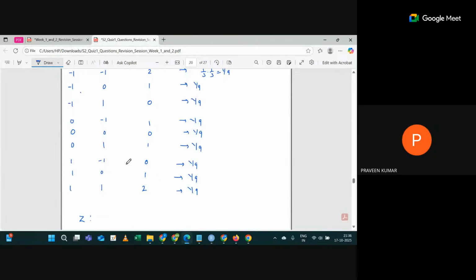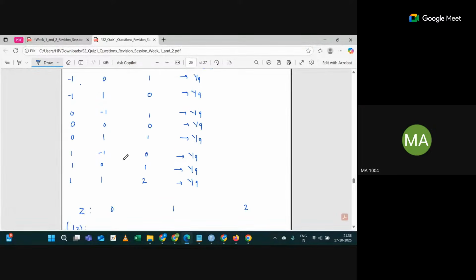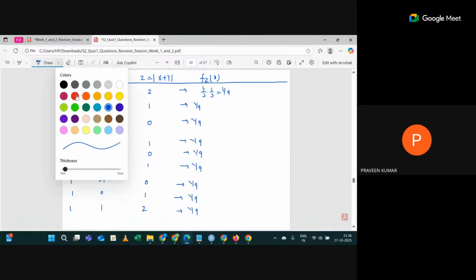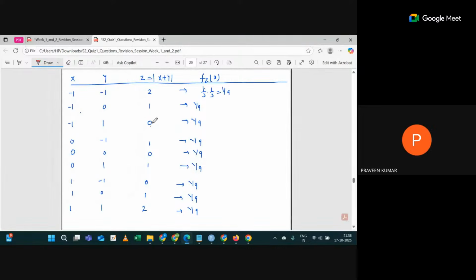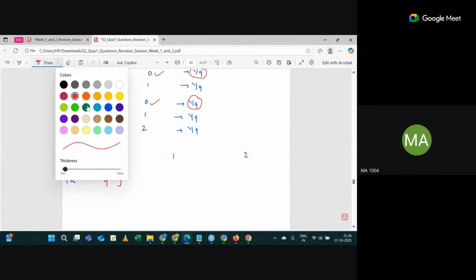Z will take 0, 1, 2. Very good. So 0, 1, and 2. Now, if I have to write the probabilities, what is the probability Z will take 0? In how many cases is Z taking 0? 3 cases. This will be 1 by 9 plus 1 by 9 plus 1 by 9, which is 3 by 9, basically 1 by 3. What about Z equal to 1?